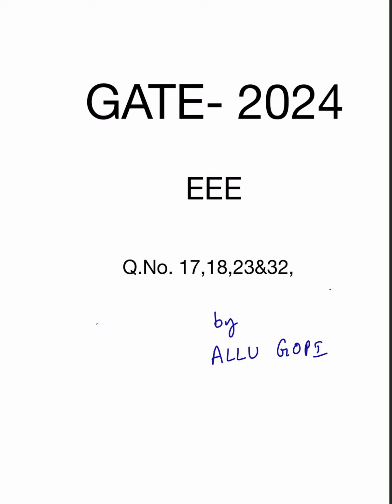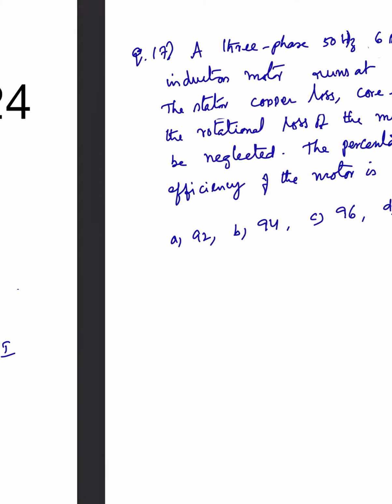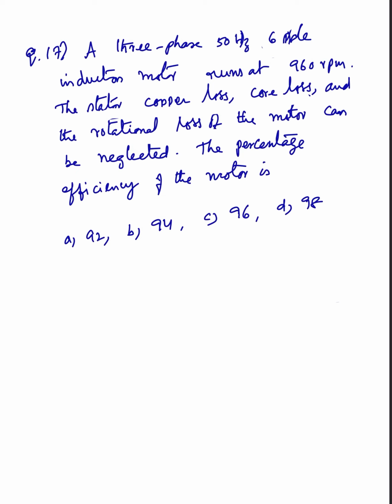ఓకే స్టూడెంట్స్, ఇప్పుడు గేట్ 2024 ట్రిపుల్ ఈ పేపర్లో 17, 18, 23, 32 క్వశ్చన్స్ చూద్దాం. ఫస్ట్ క్వశ్చన్ 17 చూడండి. క్వశ్చన్ చదవండి ఫస్ట్. 3 ఫేస్ 50 ఎడ్జెస్, 6 ఫేస్ 6 పోల్. అంటే పోల్స్ 6 ఉన్నాయి. ఓన్లీ ఈవెన్ నెంబర్ ఉంటుంది తెలుసు కదా పోల్స్.